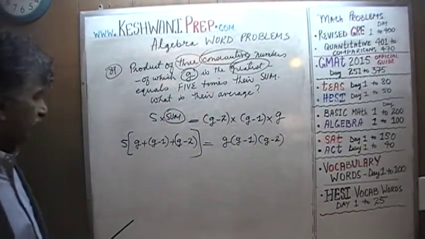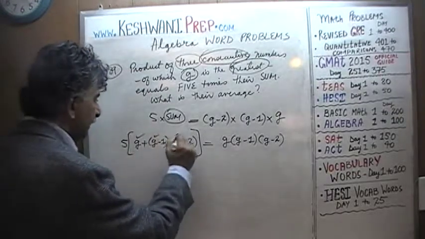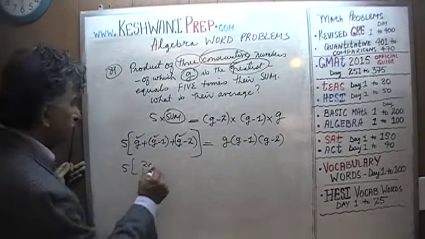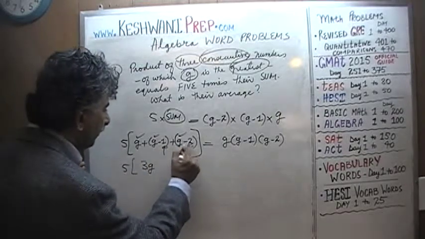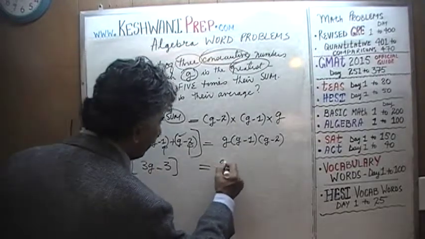Let's see what we can find here. We have to simplify this thing. We have to collect the like terms. So here we get g, g, and g, so we get 5 times 3g. And then we get minus 1 and a minus 2, which is going to give us minus 3. And that in turn equals this quantity, g times g minus 1 times g minus 2.